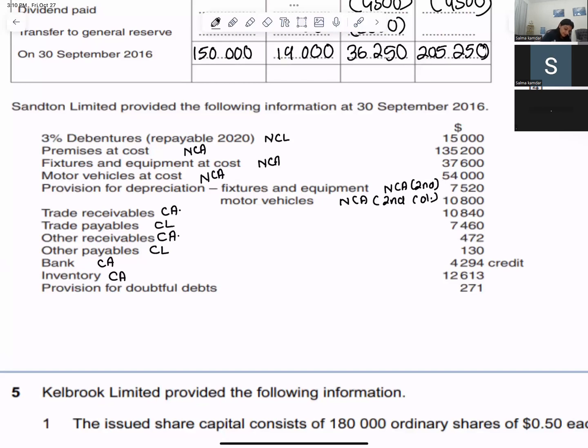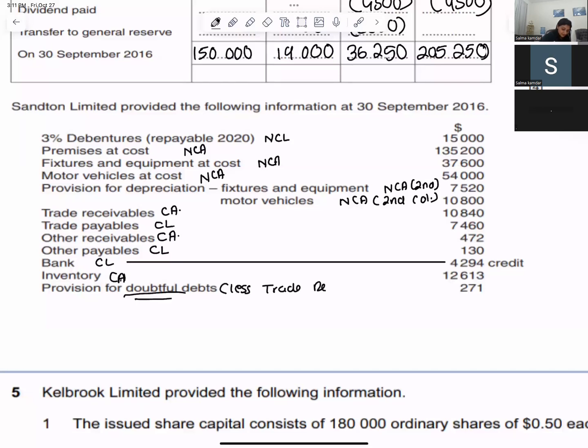But if you see bank, they have given 4,295 credit. So if it's credit, that means it is a current liability. And provision for doubtful debts: NCA second column. Provision for doubtful debts, you will deduct it from trade receivables.